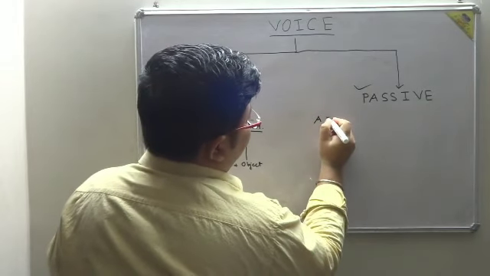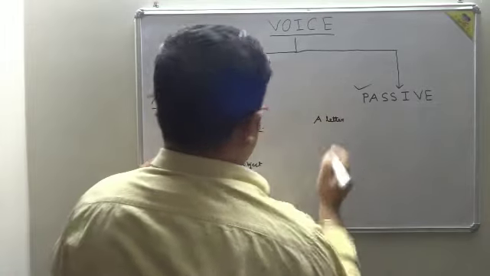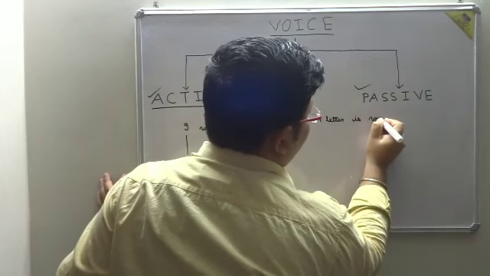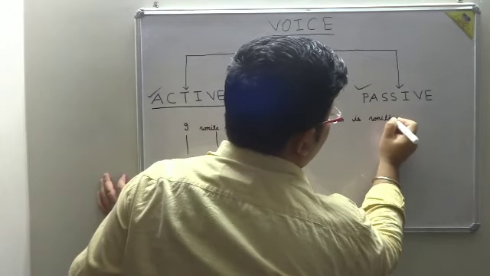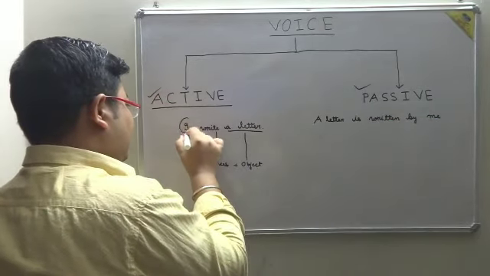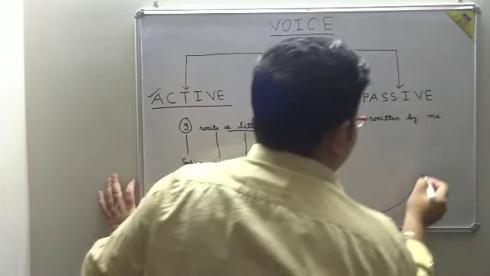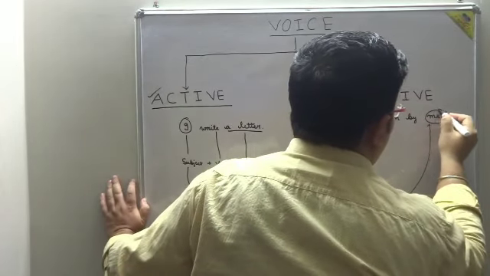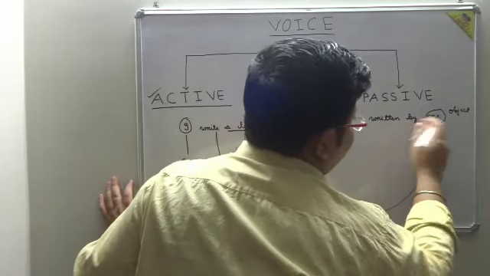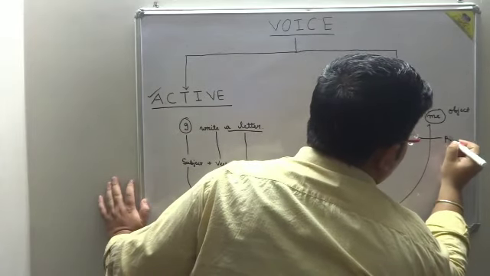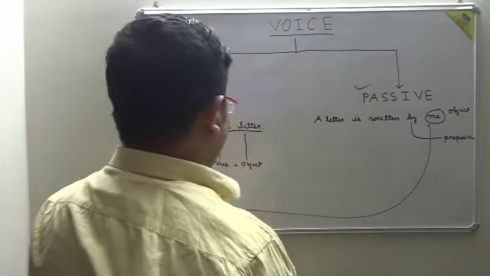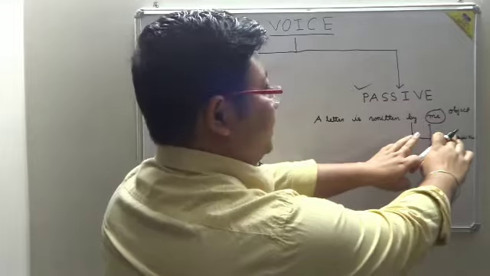See, a letter. I write a letter. A letter is written by me. The subject in the active voice becomes the object here. Okay, and preceded by a preposition by. It is the preposition. Okay, our first rule is satisfied.